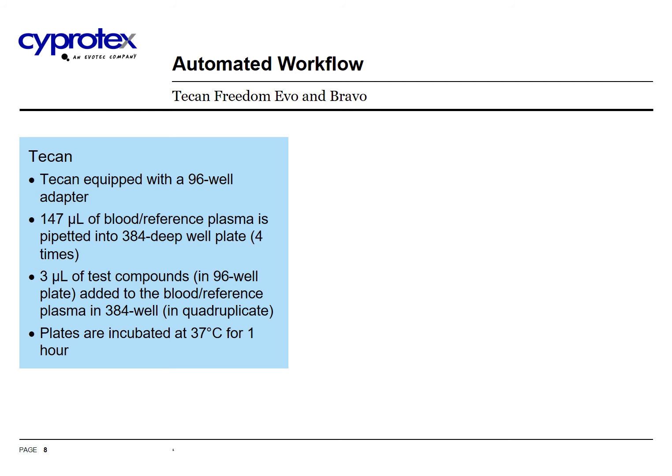Let's see the brief protocol using TCAN and Bravo liquid handling robotic systems. 147 microliter of blood or reference plasma sample is pipetted 4 times into 384 deep well plates. 3 microliter of test compounds is added to the blood or reference plasma in quadruplicates. Plates are incubated for 1 hour at 37 degrees Celsius.